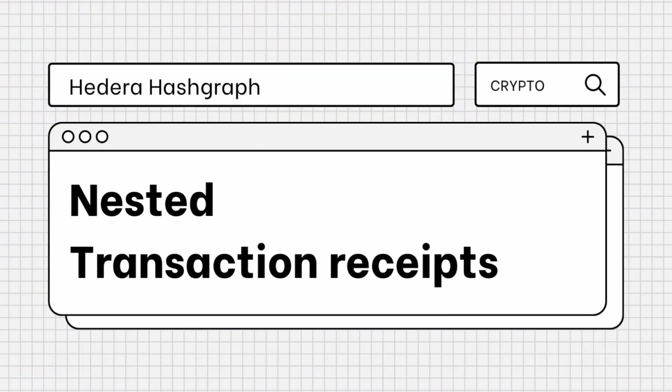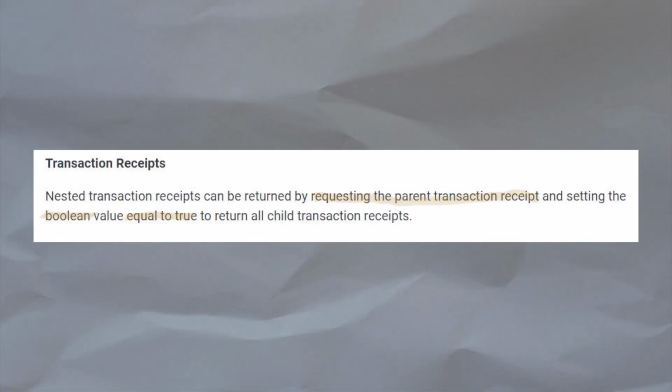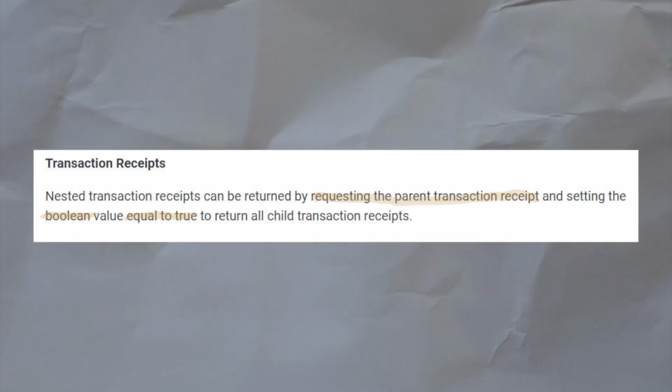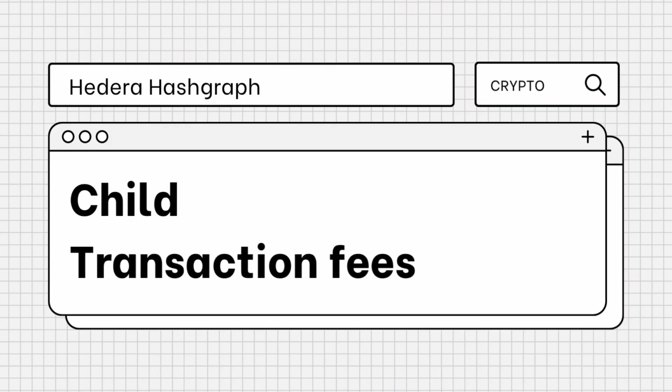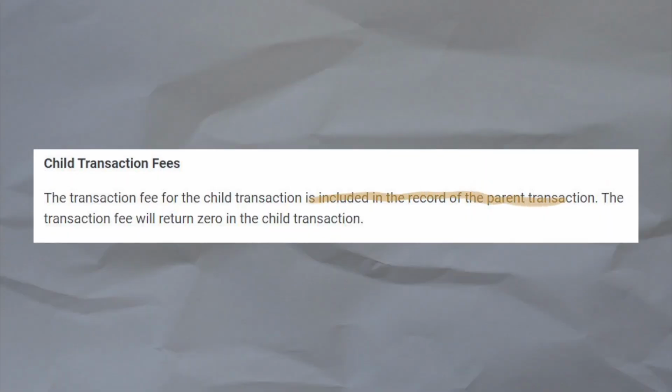Nested transaction receipts. Nested transaction receipts can be returned by requesting the parent transaction receipt and setting the boolean value equal to true, which returns a child transaction receipt. Child transaction fees. The transaction fee for the child transaction is included in the record of the parent transaction. The transaction fee will return 0 in the child transaction.